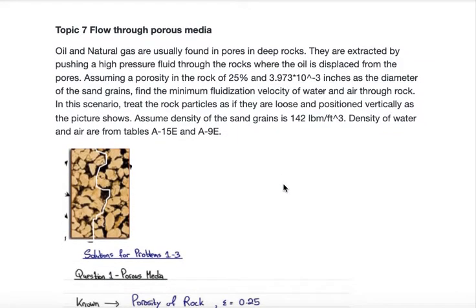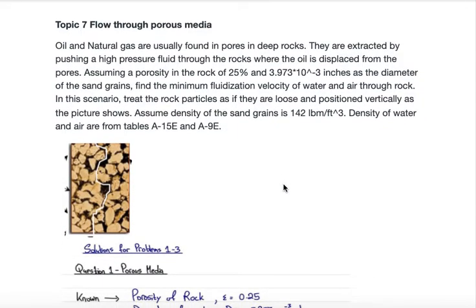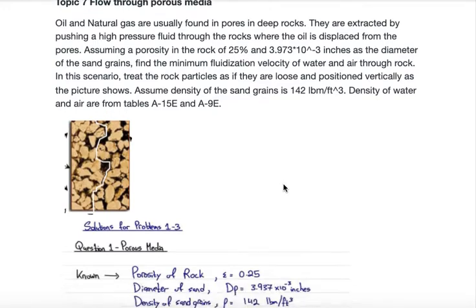Next, you have oil and natural gas, which are usually found in pores in deep rocks. They are extracted by pushing a high pressure fluid through rocks where the oil is displaced from the pores. Find the minimum fluidization velocity of water and air through the rock. In this scenario, treat the rock particles as if they are loose and positioned vertically as the picture shows.